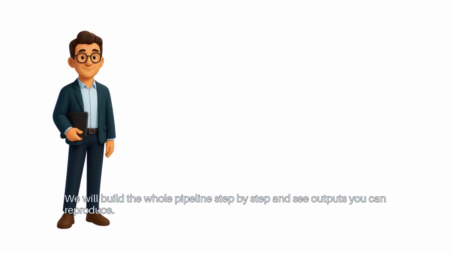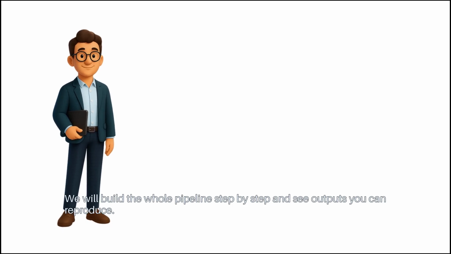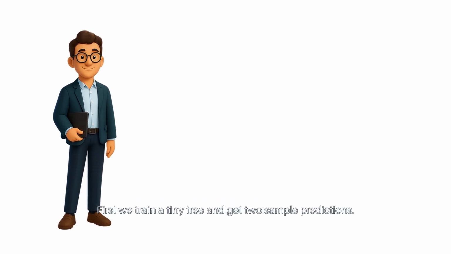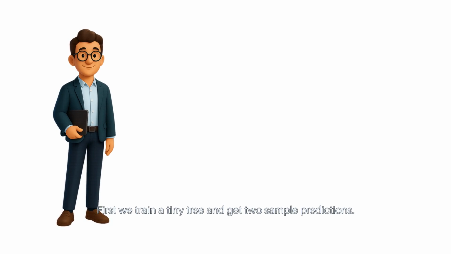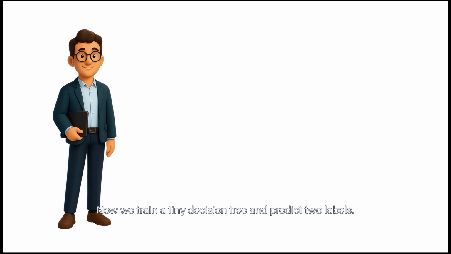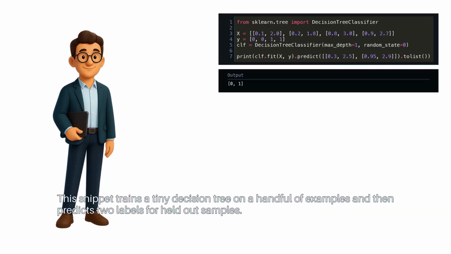We will build the whole pipeline step by step and see outputs you can reproduce. First, we train a tiny tree and get 2 sample predictions. Now, we train a tiny decision tree and predict 2 labels. This snippet trains a tiny decision tree on a handful of examples and then predicts 2 labels for held-out samples.